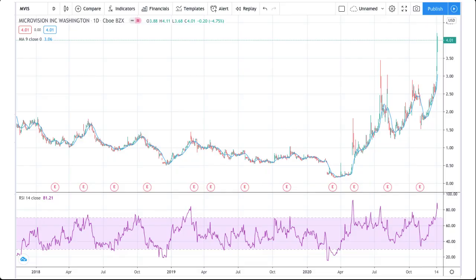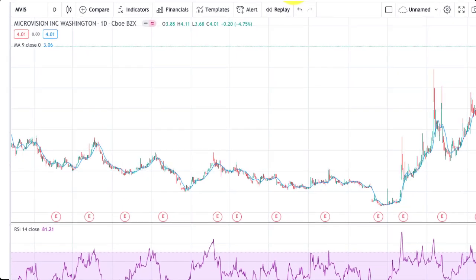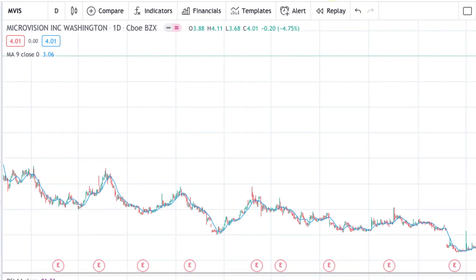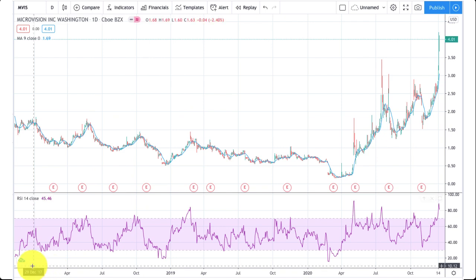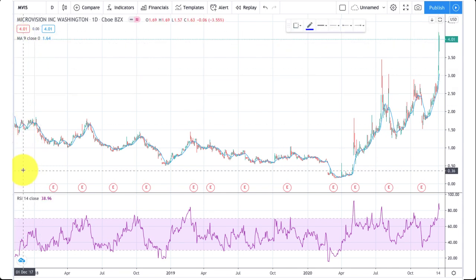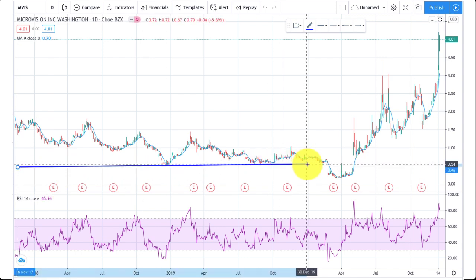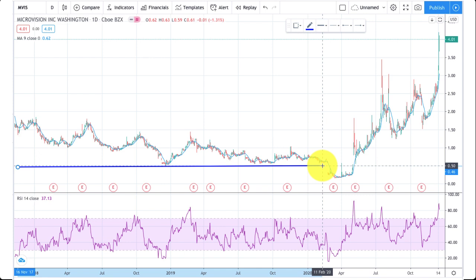When I take a look at the chart for MVIS, I noticed 2 things right off the bat. So here's my chart, symbol MVIS. It's a daily chart, and I've got it going back all the way to 2018. The first thing I notice is it seems to be trading in a range. So let me draw a couple quick lines here. Again, I apologize, I'm not an artist, but it'll give you an idea of what I can see.